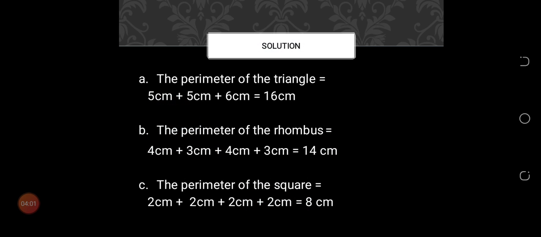Let's take our B. The perimeter of the rhombus is 4 centimeters plus 3 centimeters plus 4 centimeters plus 3 centimeters, giving us 14 centimeters. And we know a square has all its sides equal. So if the side of a square is 2 centimeters, if we just multiply the 2 by the 4, giving 8. But to make it easy for us, 2 centimeters plus 2 centimeters plus 2 centimeters plus 2 centimeters, giving us what? 8 centimeters.